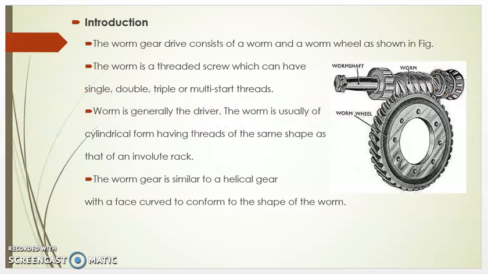The worm is a threaded screw which can have single, double, triple or multi-start threads. Worm is generally the driver. The worm is usually of cylindrical form, having threads of the same shape as that of an involute track. The worm gear is similar to a helical gear with a face curved to conform to the shape of the worm.